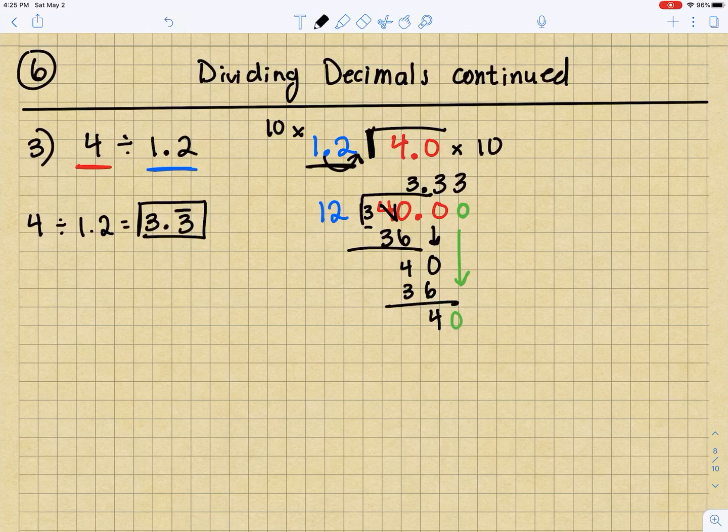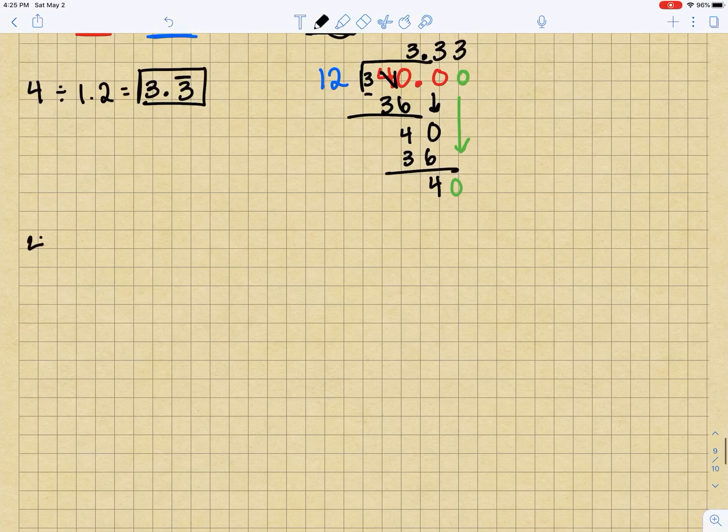Let's do one more together. All right, so example number 4 here. I am going to divide this number, 6,678 10,000ths, and I'm going to divide it by 63 hundredths. Think about it. Which one's the divisor? Which one's the dividend?